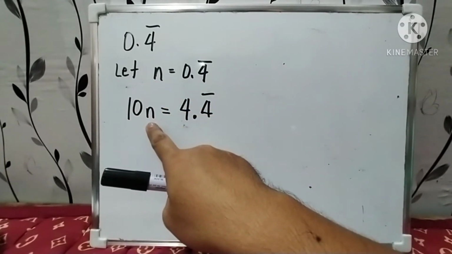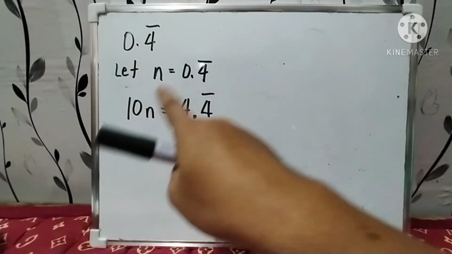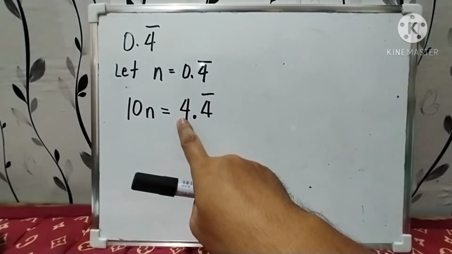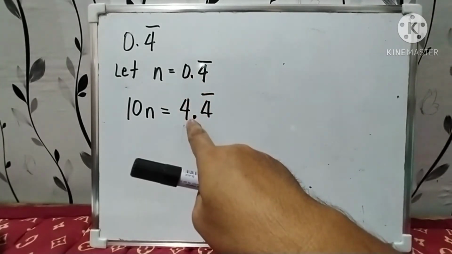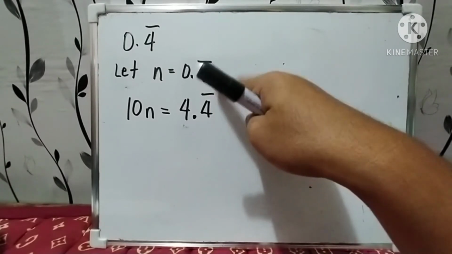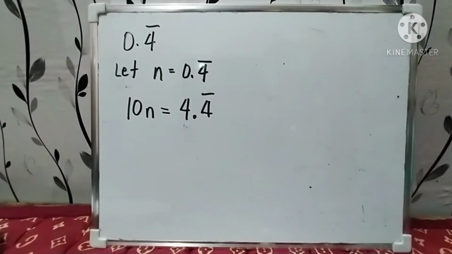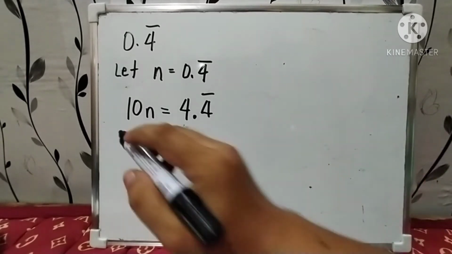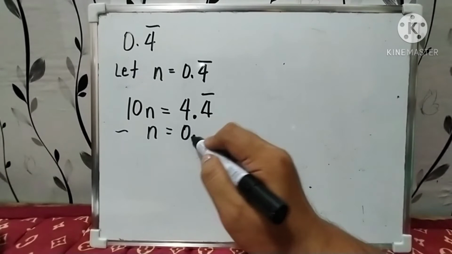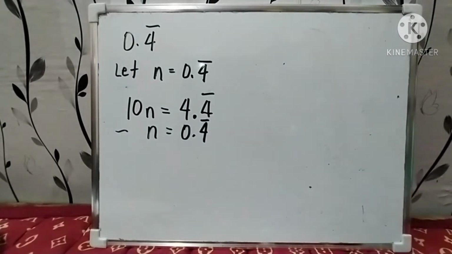Okay? So, next natin, ano ba yung nauulit? Di ba yung 4? Kukunin lang natin siya. 4. Tapos, kunin natin yung decimal doon. Point. Tapos, kunin natin yung 4 ulit na may vinculum. Ganun kasi yung pinapractice ko sa akin. Okay? Next. Let us i-minus natin. Minus n is equal to 0.4 vinculum.